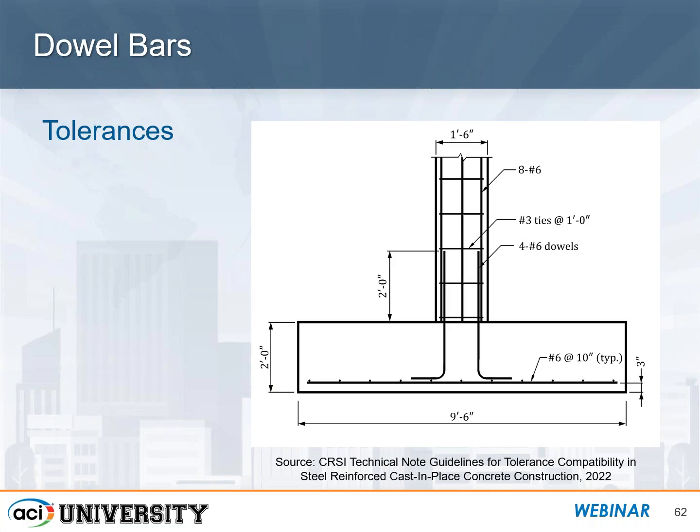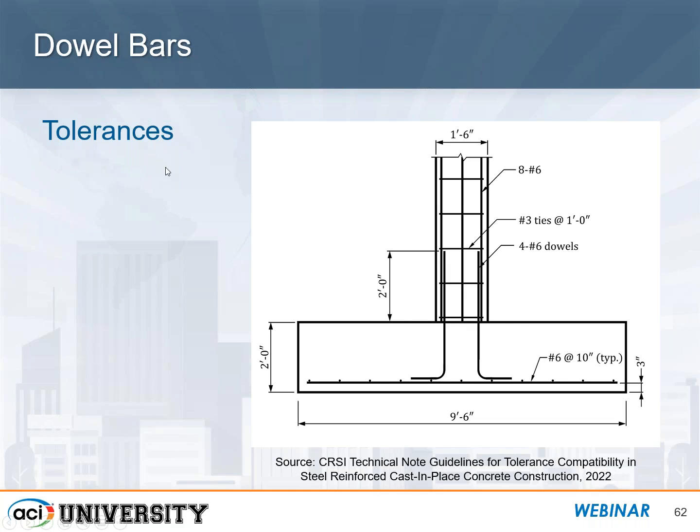So now let's talk about tolerances, and there's a couple things that we'll cover here. We have this 9'6" by 9'6" spread footing supporting the 18 by 18 inch column, 8 number 6 bars, number 3 ties at 12 inches on center, and we've got 4 number 6 dowel bars going into the footing. We've calculated that we need a 2 foot 0-inch development length of the dowel bars into the column.